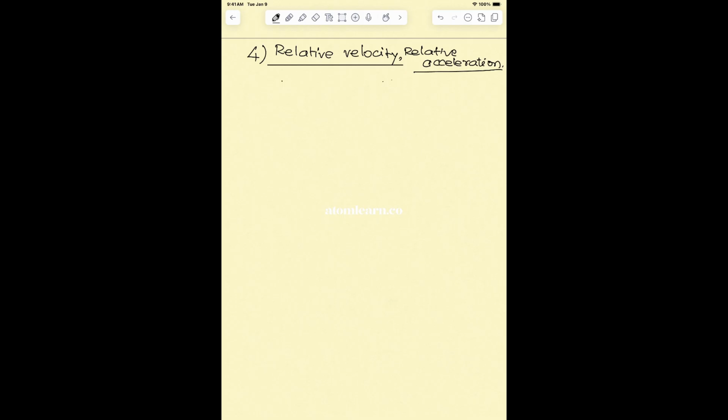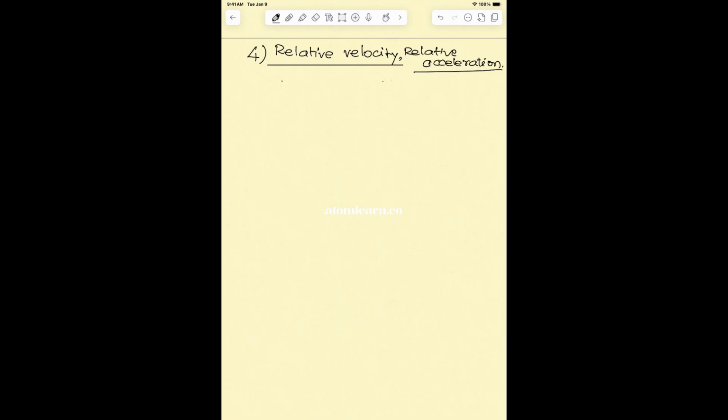Suppose you have two bodies A and B moving along a straight line. In this chapter we are restricting ourselves only to motion along a straight line. Therefore, we are not considering two bodies moving at different angles to each other. They should be moving along the same straight line or along parallel straight lines, that means along the same directions.